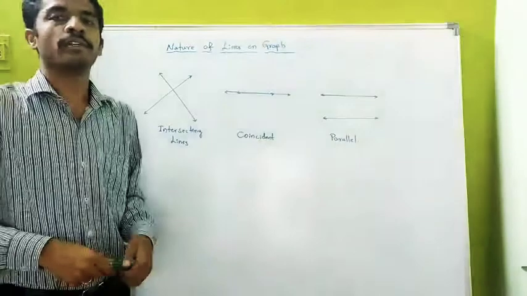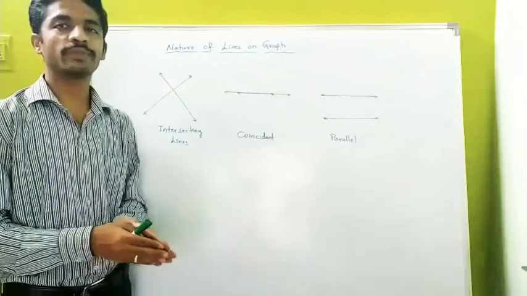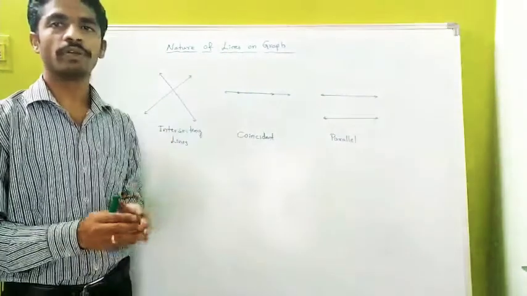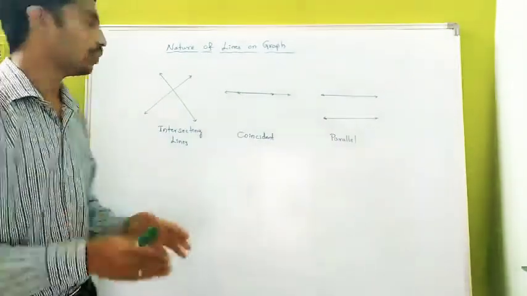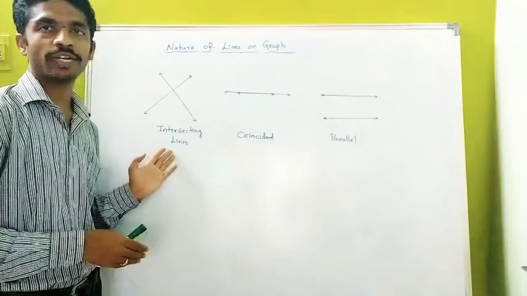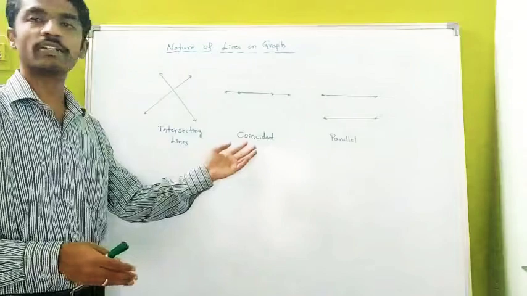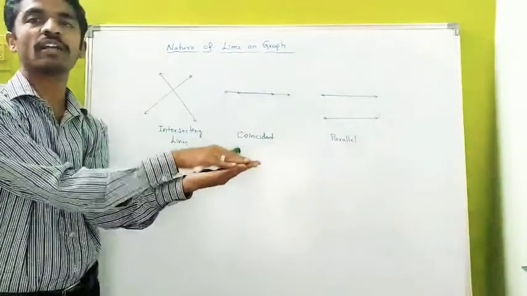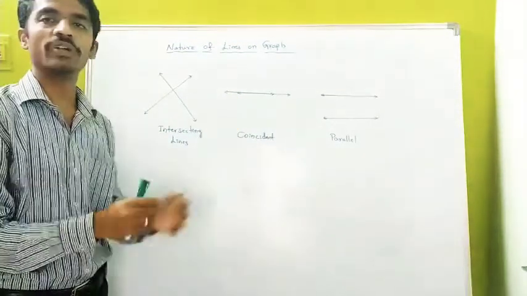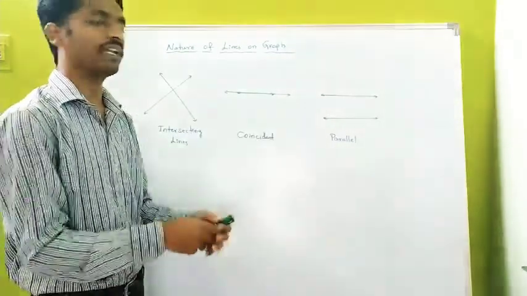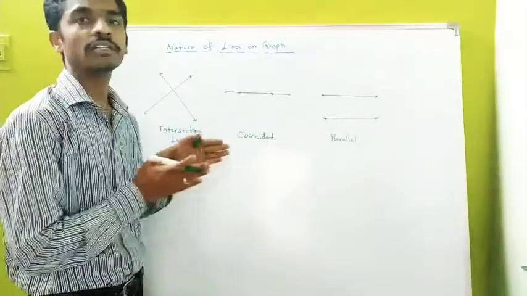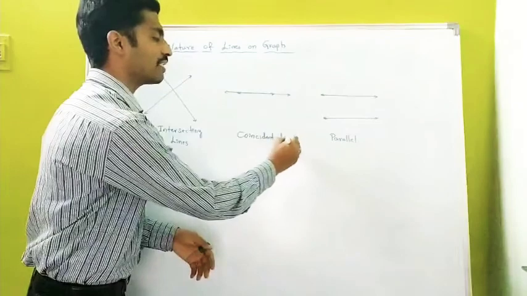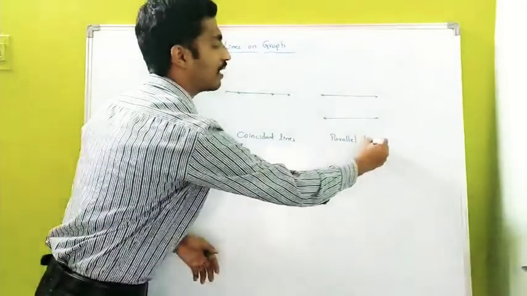Before solving the exercise, first we should know how the lines will come on the graph. Therefore I am giving the nature of the lines on the graph. The two examples we just solved gave intersecting lines. If you go through other examples, you may get coincident or parallel lines also. Coincident means one line overlapping another line. Parallel lines are straight lines with equal distance between them. So here we will get the coincident lines and here we will get the parallel lines.